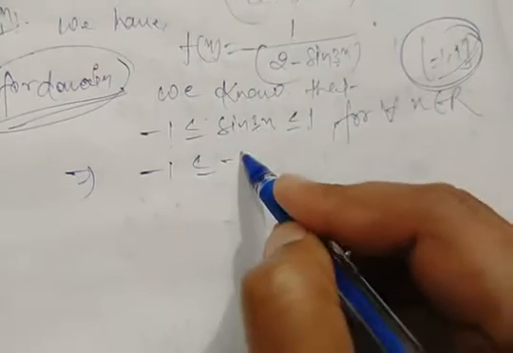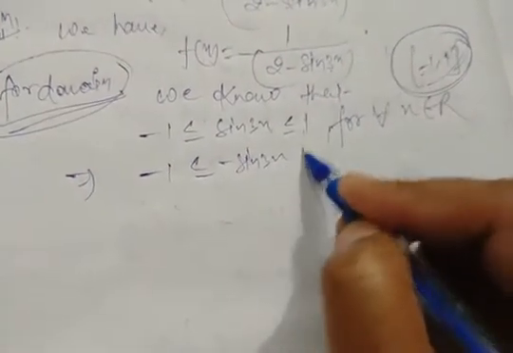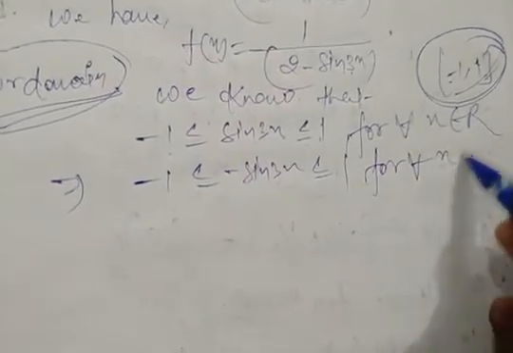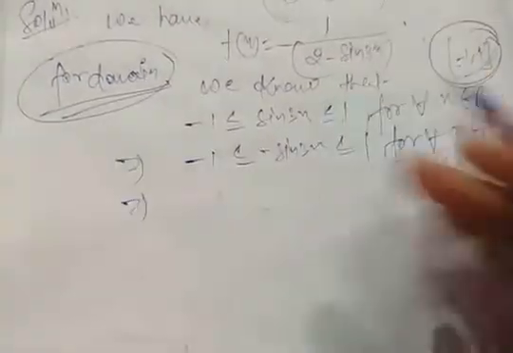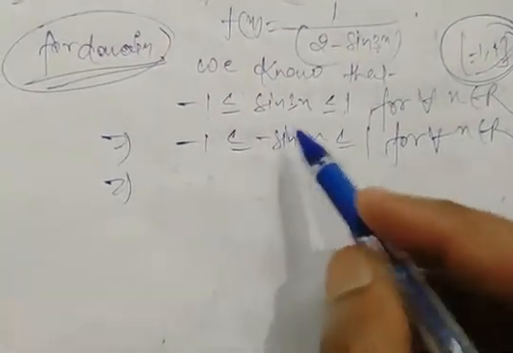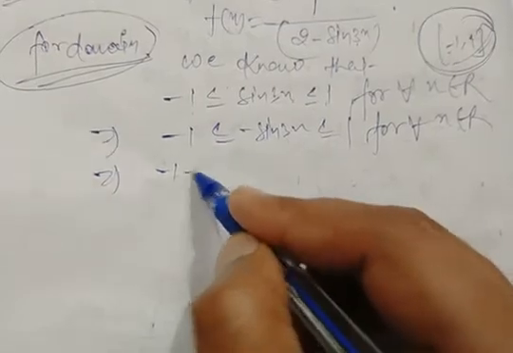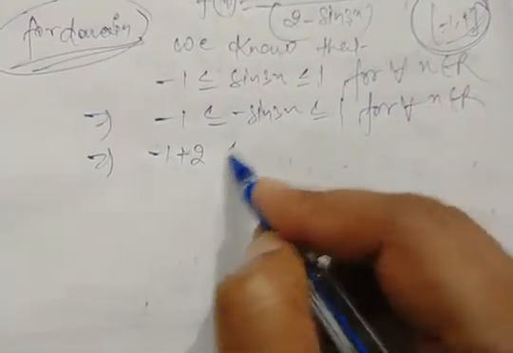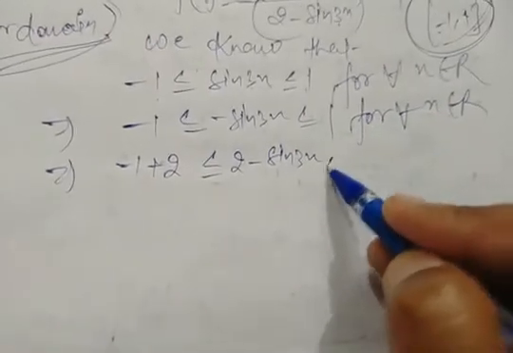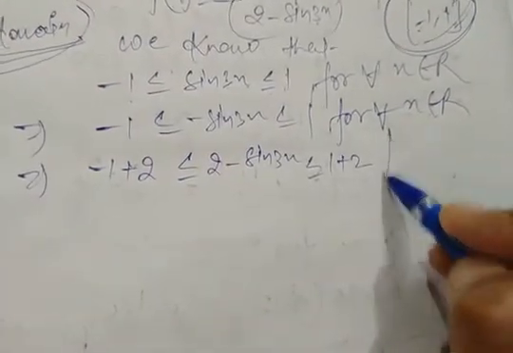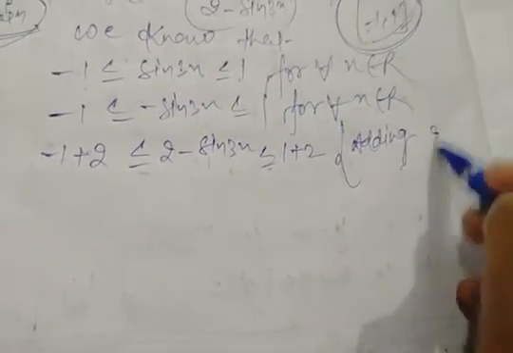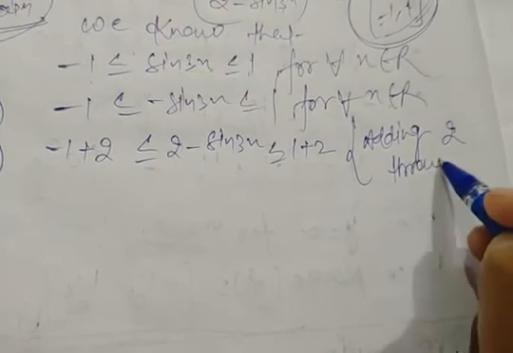Minus sine 3x also belongs to the same range for all x belonging to R. Now adding 2 throughout, we get minus 1 plus 2, minus sine 3x plus 2. Here what I am doing? Adding 2 throughout.